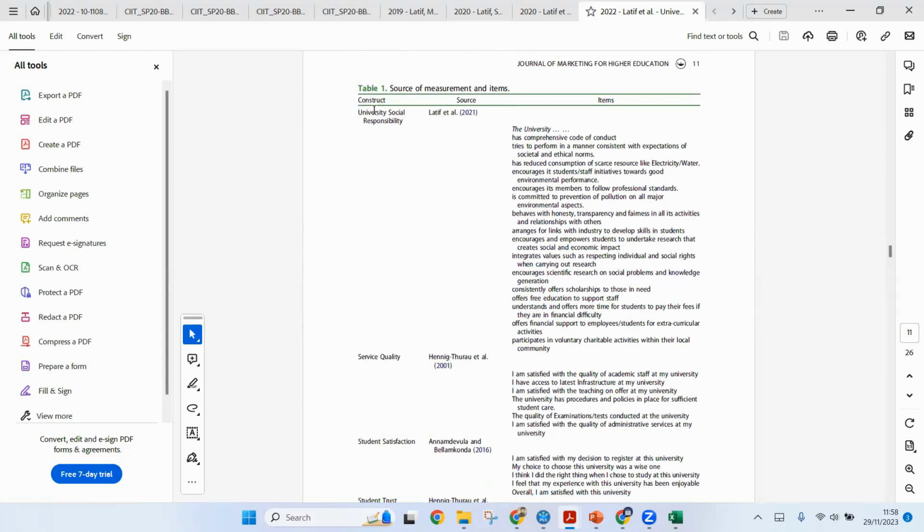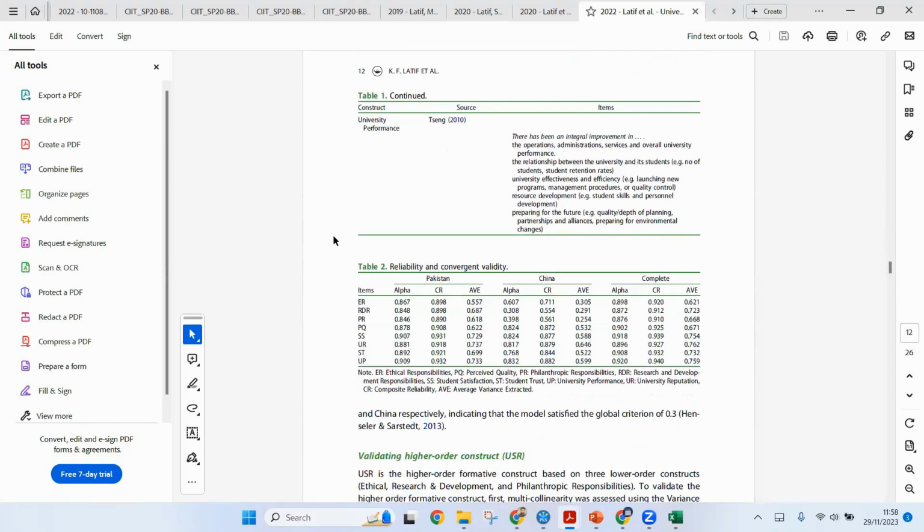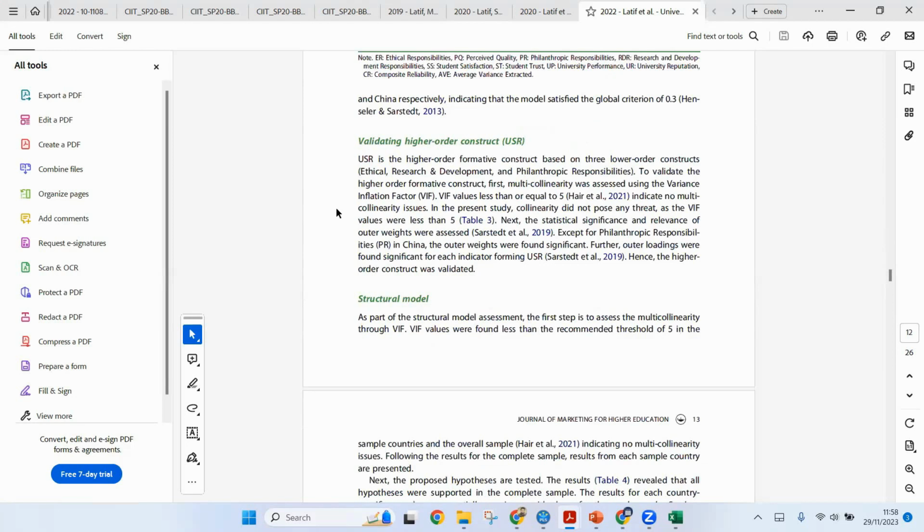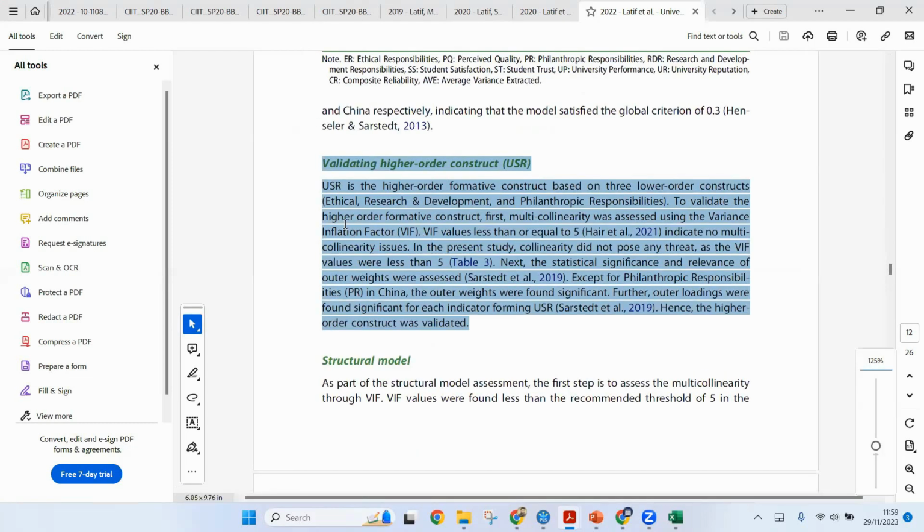Here is the scale construct for university social responsibility, and here are the number of items. Now, these items had 4 dimensions. I guess I made a mistake here. I should have mentioned the dimensions in the text as well, in the table as well. But these are the lower order constructs: ethical responsibility, research development responsibility, philanthropic responsibilities. 3 dimensions of university social responsibility. This is how you present your results of university social responsibility, the higher order construct.